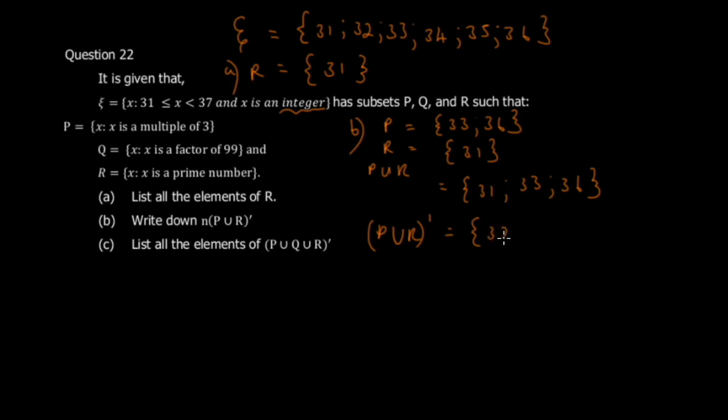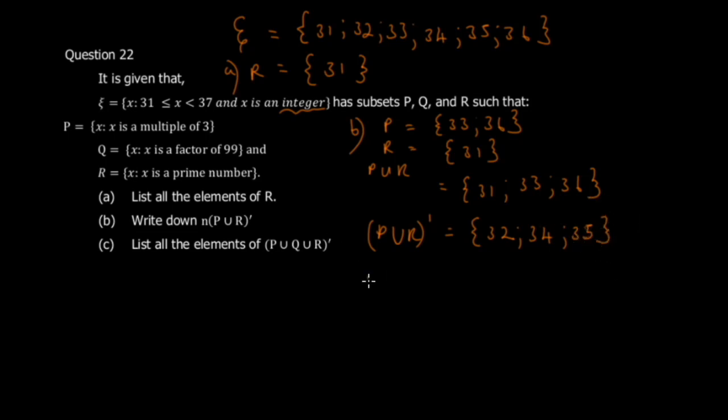So 32 we don't find, we have to include it here. We're comparing. 33 is there. 34 we don't find, we include. 35 we don't find, we include. 36, okay, 36 is there. So that's it. So this one was 35.